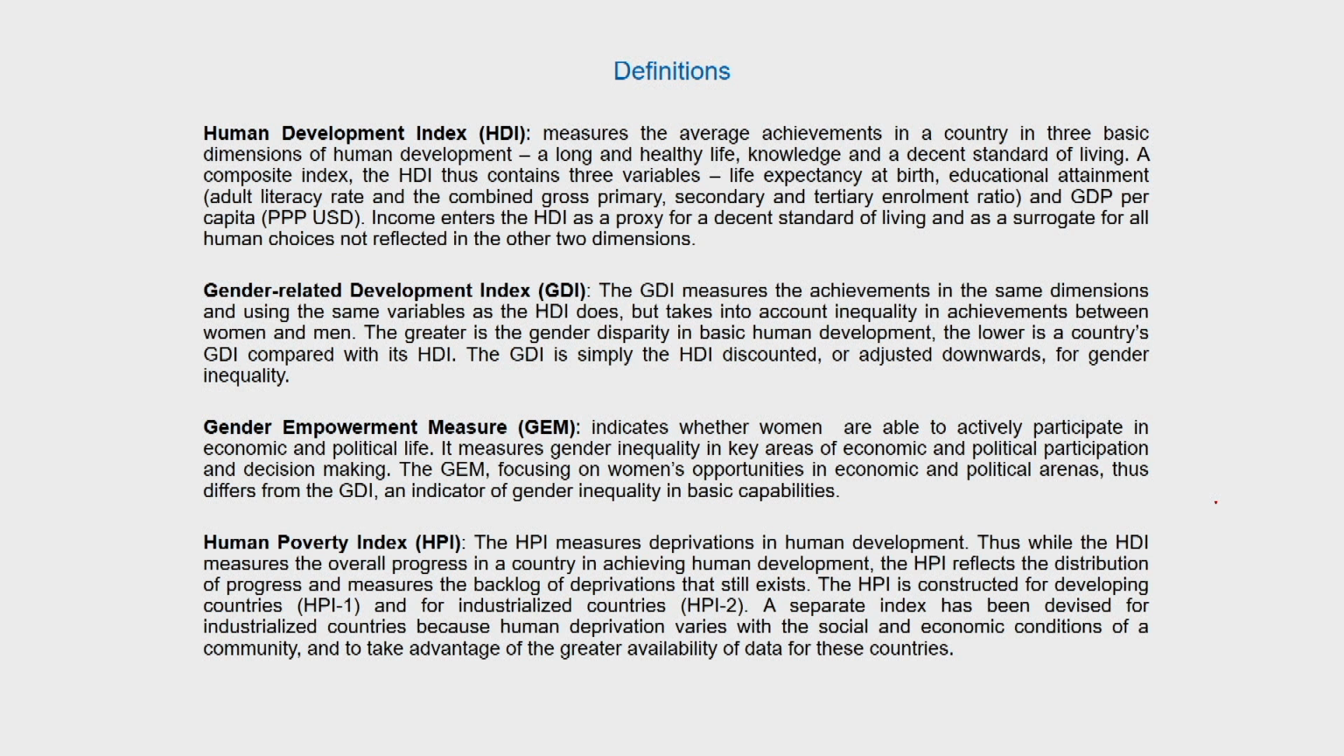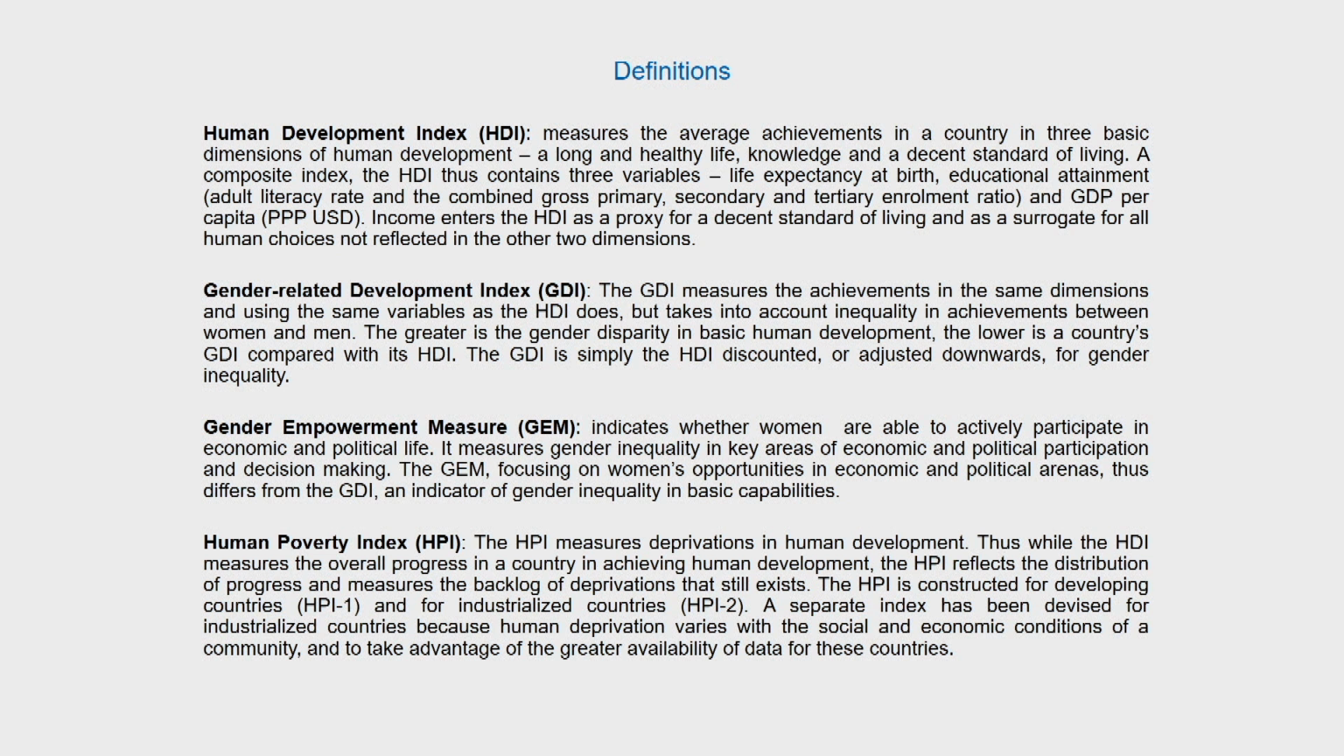To give you a more systematic view, we have already seen the computation of the HDI, but if one has to give a definition of what an HDI is, this is a more systematic definition. It measures the average achievements in a country in the basic dimensions of human development: long and healthy life, knowledge and a decent standard of living.